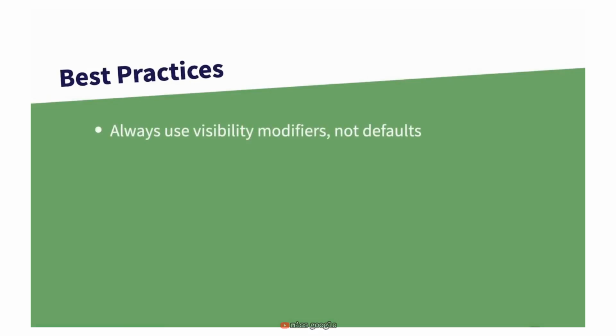There are a few best practices that we want to follow. You want to always use visibility modifiers. Don't depend on the defaults. We were using the defaults before only because we didn't know about them. It's really important to always declare them. Even if they're all public, go ahead and declare them as being public. But you should consider what visibility level you need when you're coding.